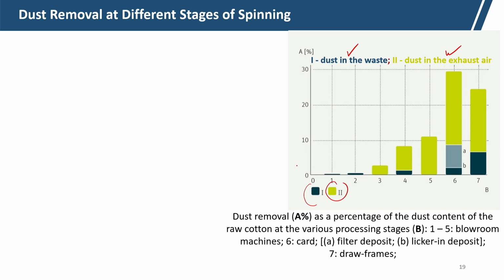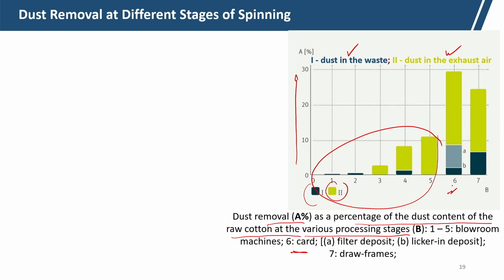Now, here the x axis is the dust removal percent, as a percent of the dust content in the raw material at various processing stages. Now, what are the stages? So, 1 to 5 is the blow room line, and 6 is the carding, and then there is the draw frame, you can see.